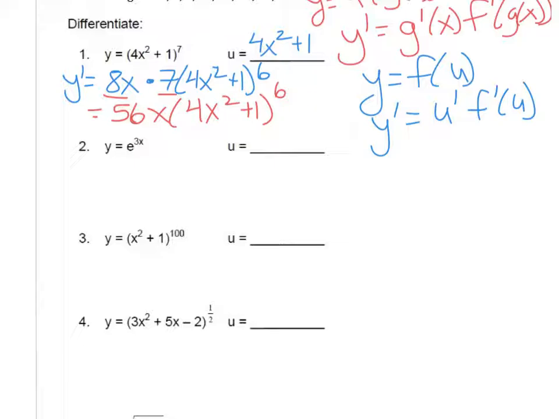For number 2, normally our equation is e to the x. So in this case, the inside function is 3x. That's replaced where normal x goes. So the derivative is the derivative of u, which is 3. And then the original derivative, so the derivative of e is itself. So we get 3e to the 3x.